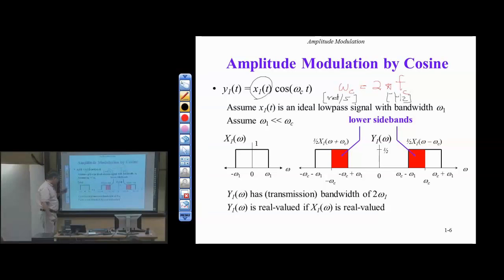So now, as I asked in lecture 0, y1 of omega has a transmission bandwidth. The bandwidth of x1 is omega 1. The bandwidth of y1 is 2 times omega 1. So this whole baseband spectrum is shifted right and left, and the bandwidth ends up doubling as a result of this up conversion process. If the spectrum x1 of omega is real valued, the spectrum of y1 of omega is real valued. We'll use this to our advantage in about 2 slides.